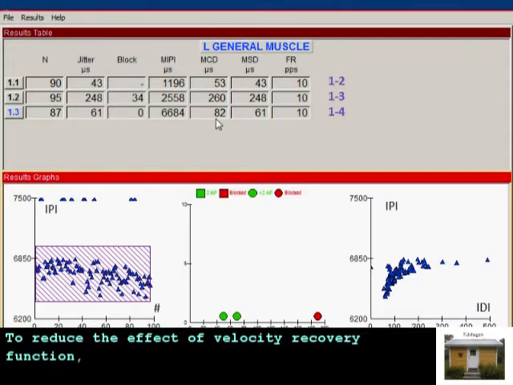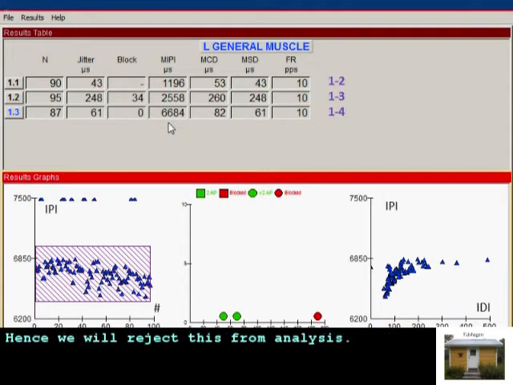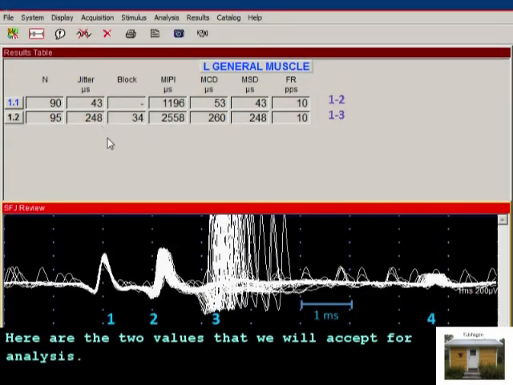To reduce the effect of the velocity recovery function, we prefer not to accept jitter recordings with mean interpotential intervals longer than 4 milliseconds. Hence, we will reject this from analysis. Here are the 2 values that we will accept for analysis.